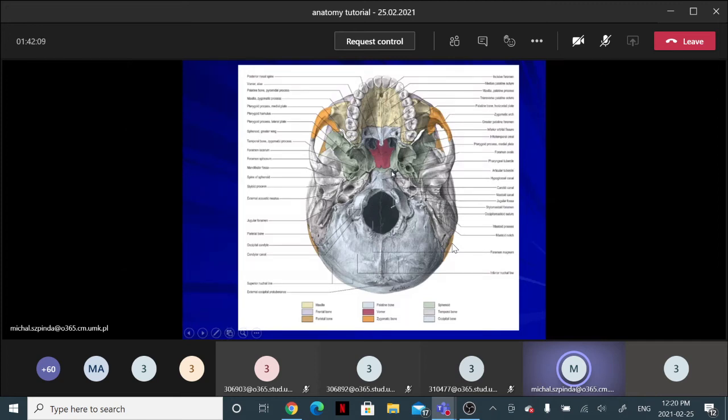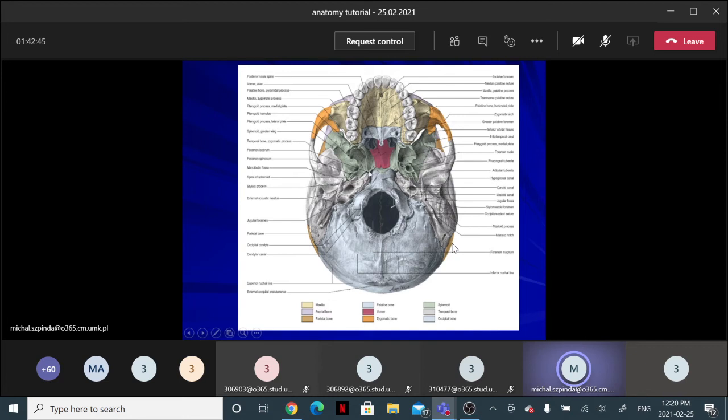Just here, you can see in green the sphenoid bone with its greater wing that exposes its two surfaces, the sagittal temporal surface and the horizontal infratemporal surface, separated by the infratemporal crest.